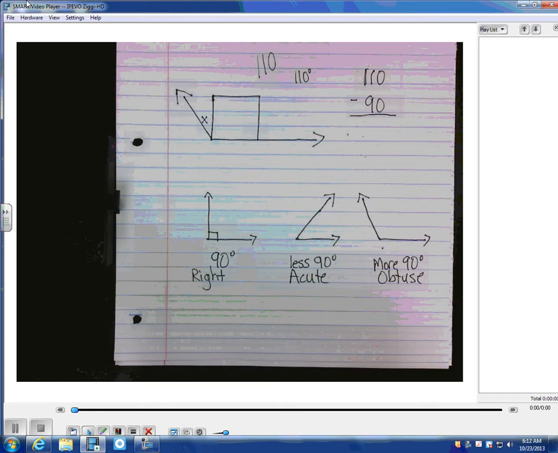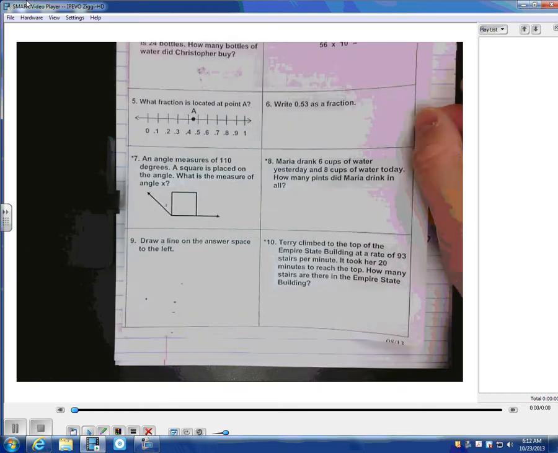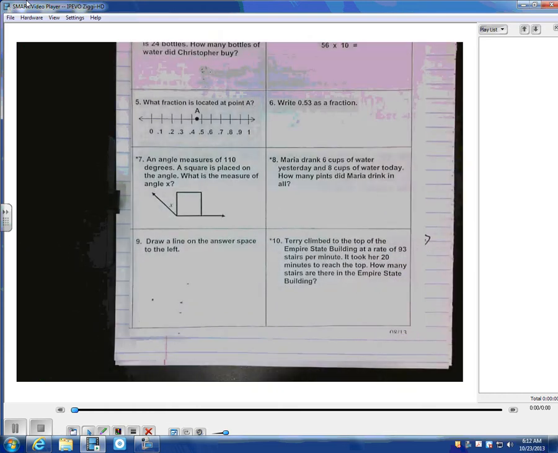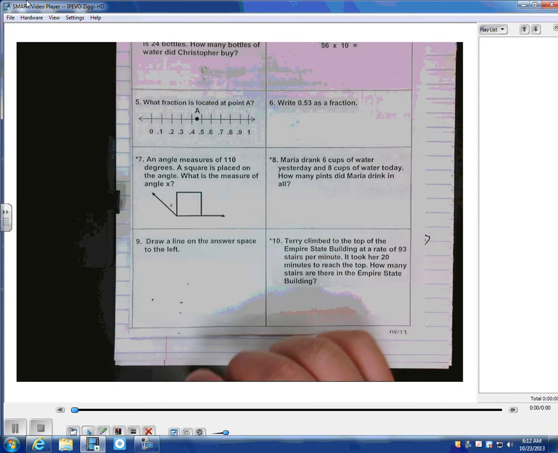Let's look at number 8. It says Maria drank 6 cups of water yesterday and 8 cups of water today. How many pints did Maria drink in all? Okay, so she drank 6 cups of water yesterday and 8 cups of water today. How many pints did she drink?